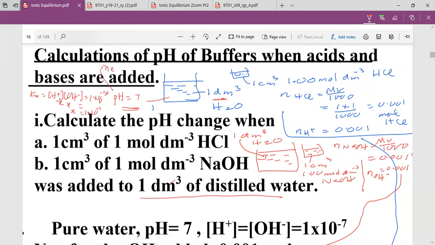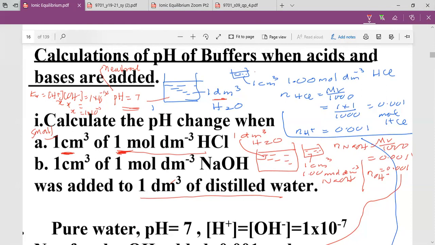So let's say I add, the first one of course, 1 cm cube. Only 1 cm cube, a small amount of strong acid. The CIE definition just says add acid, but I prefer strong acid because strong acid will really cause a change. 1 molar strong acid.